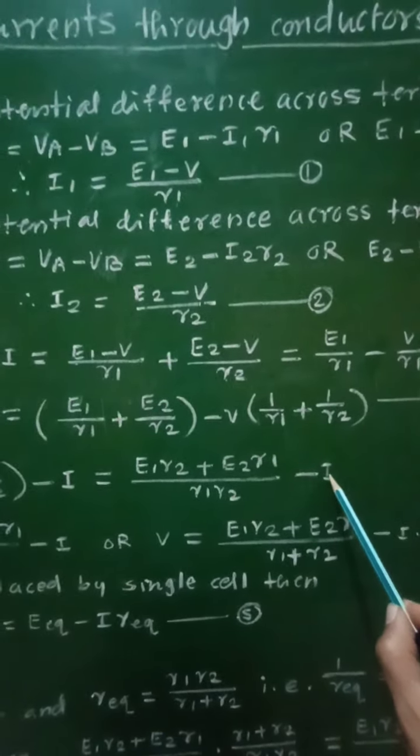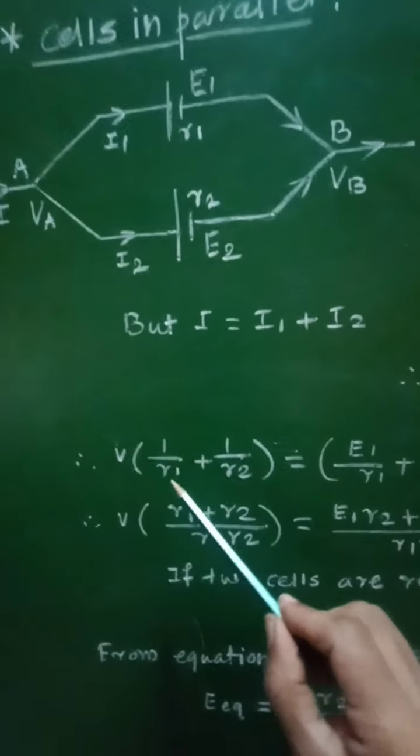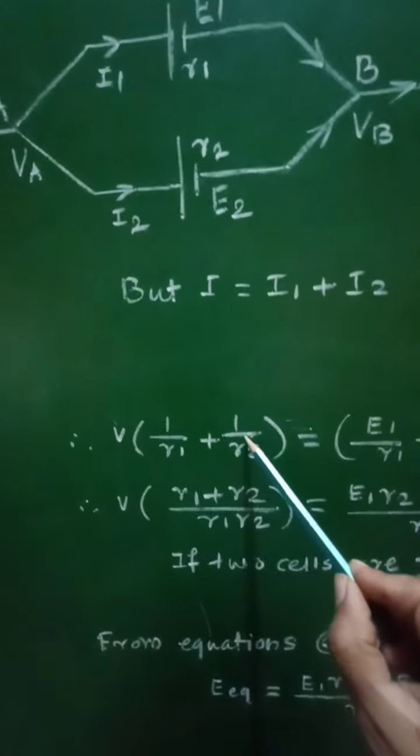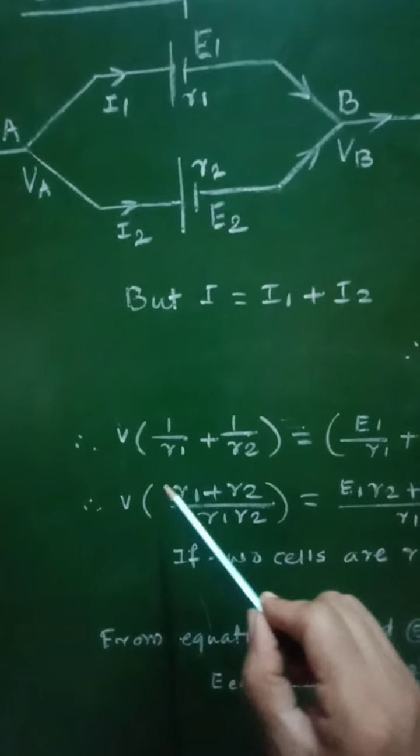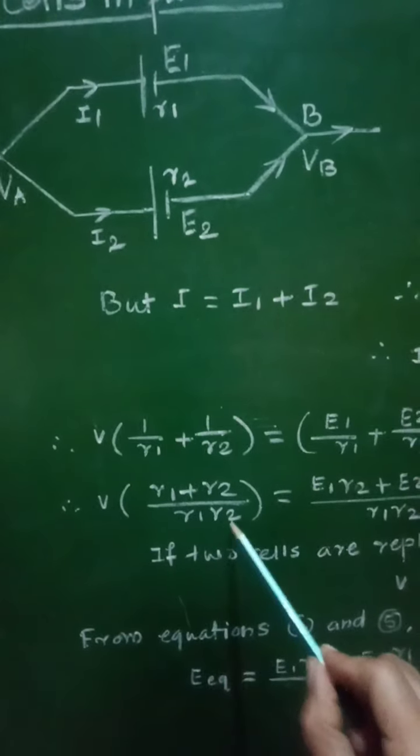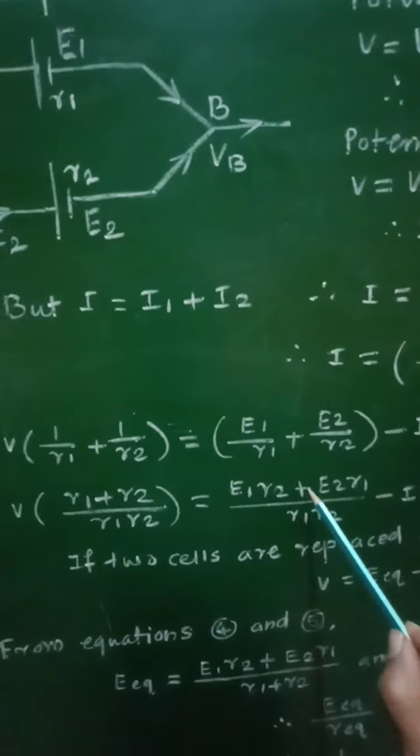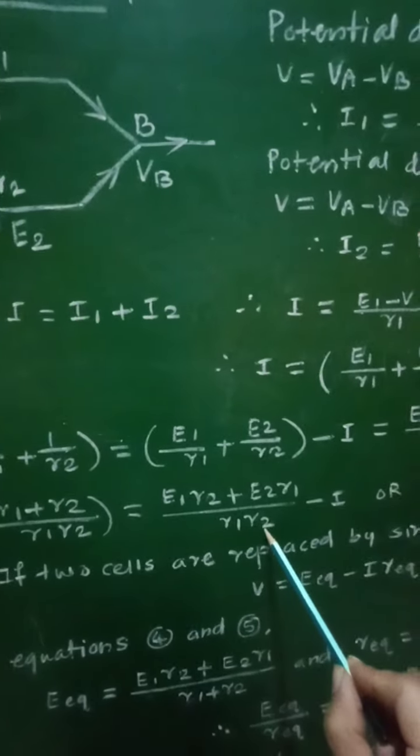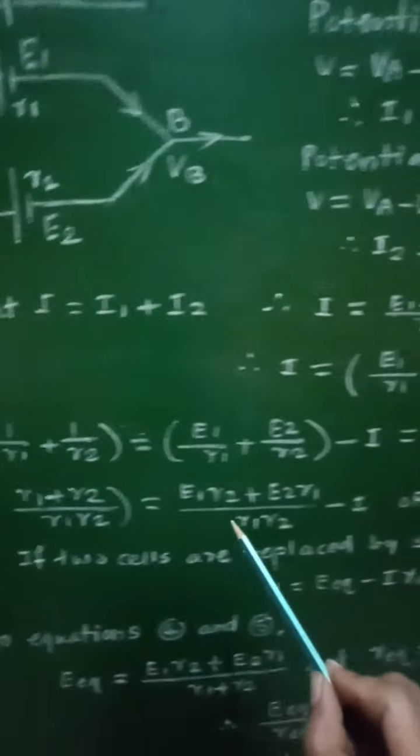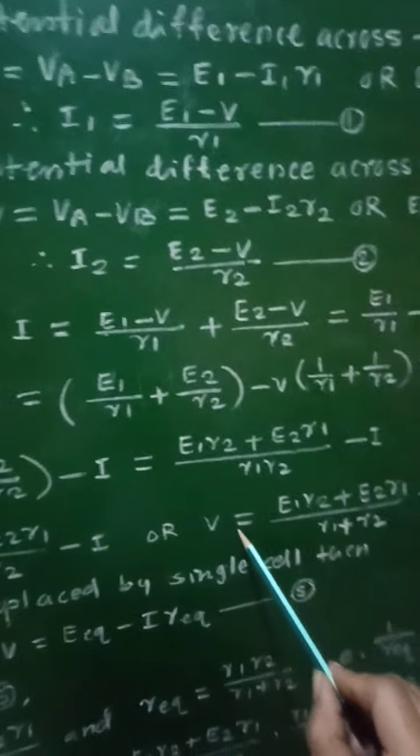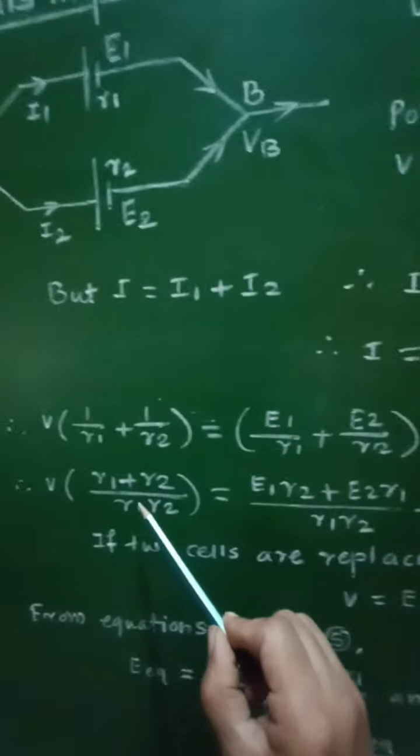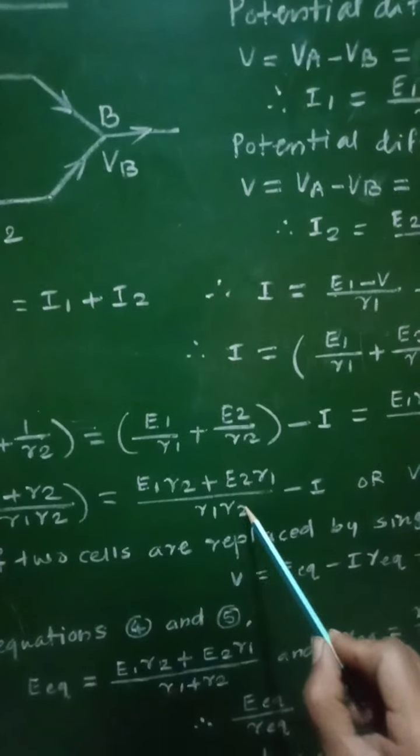This will be the value of phi into 1 upon R1 plus 1 upon R2. Now this bracketed term will again be simplified as phi into R1 plus R2 upon R1 R2, which will be equal to E1 R2 plus E2 R1 upon R1 R2 minus I. Or from this, the multiplication term will be shifted towards the right so that it gets divided.